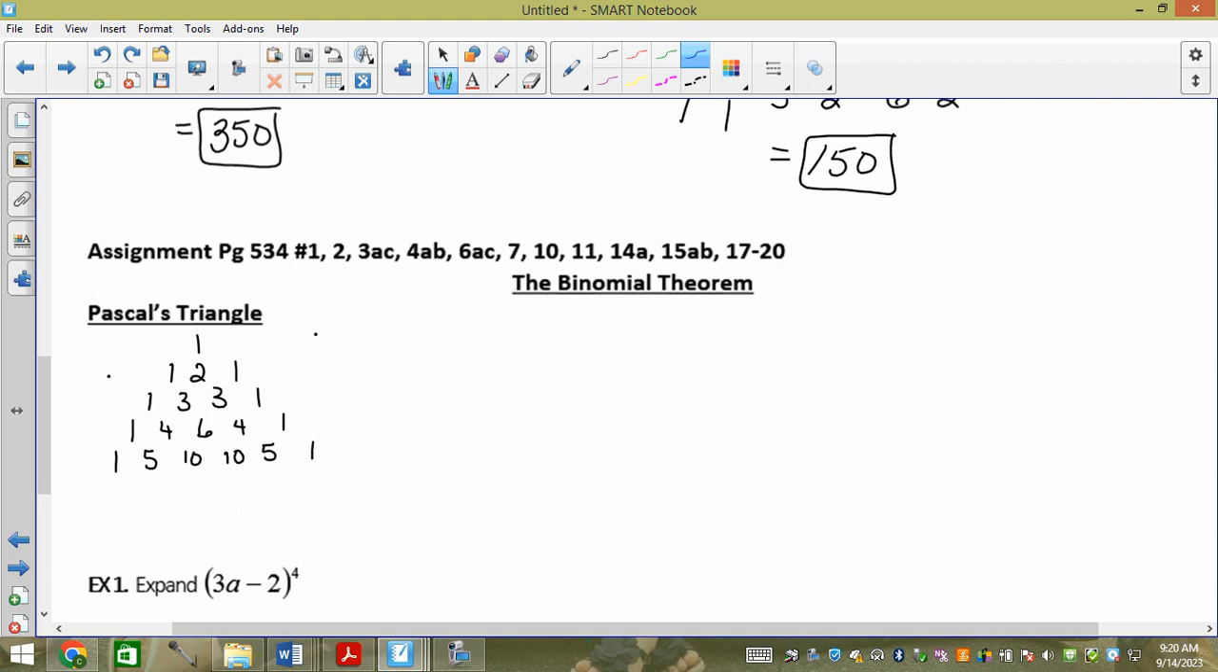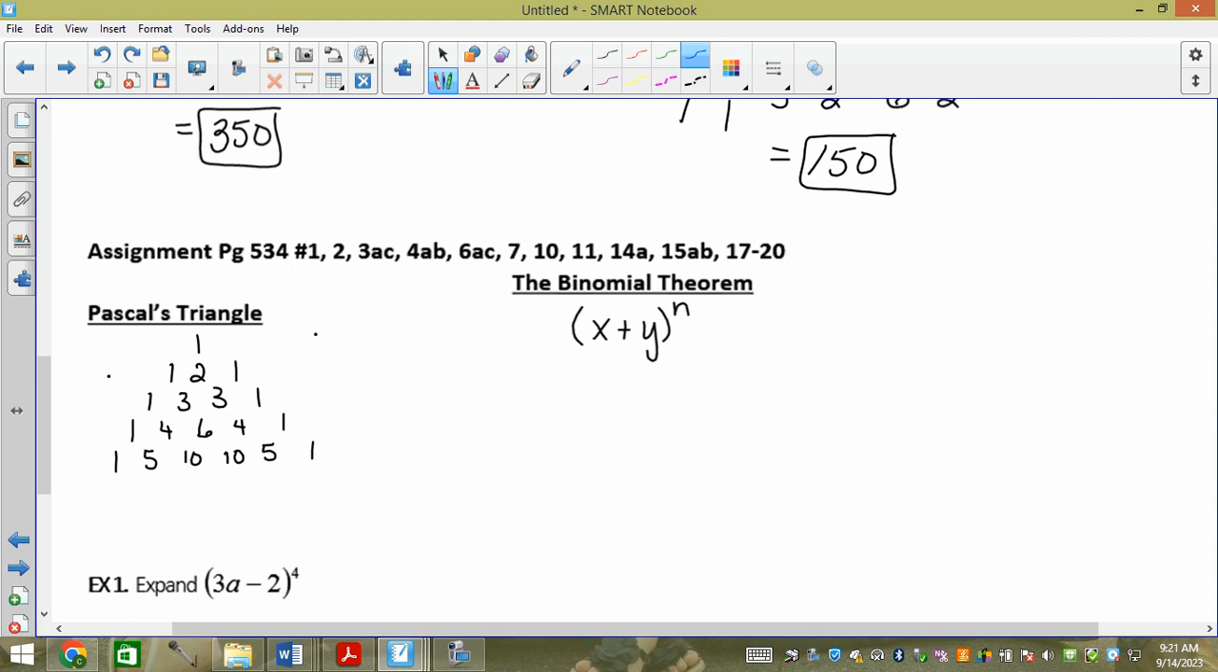It says, in the expansion of (x + y)^n, written in descending powers of x, the general term t_(k+1) is nCk x^(n-k) y^k. It sounds excessive, but it's actually not that bad. It has to be in this form. (x + y)^n is what your binomial needs to be in.